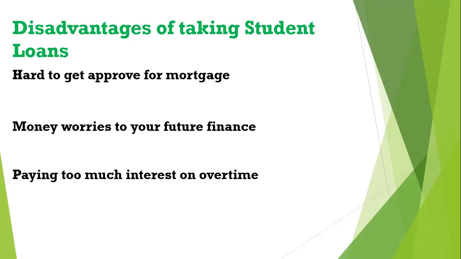So what goes out of your bank account will be really considered, because it will help you pay back that mortgage if you're approved. If you have more student loans, it will really reduce your chances of being approved for a mortgage. Money wears out your future finance.